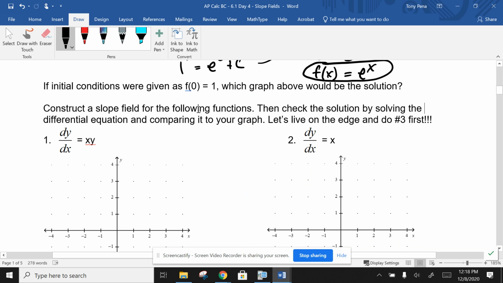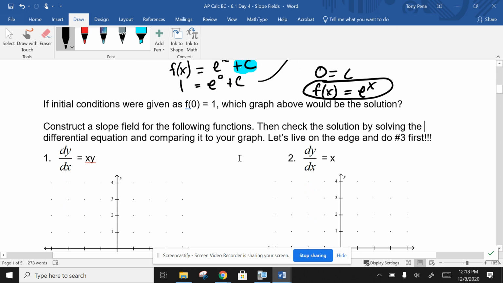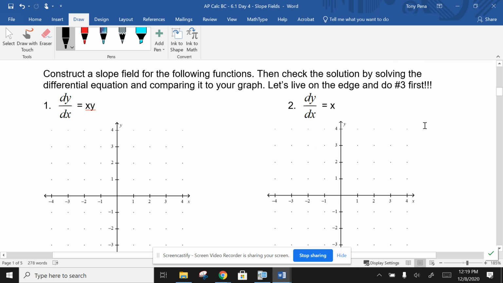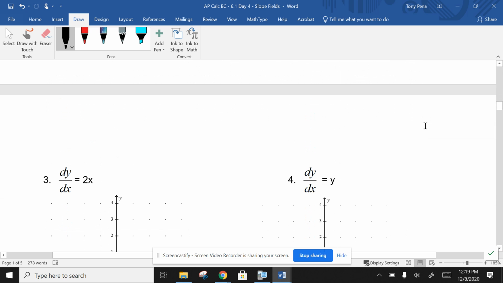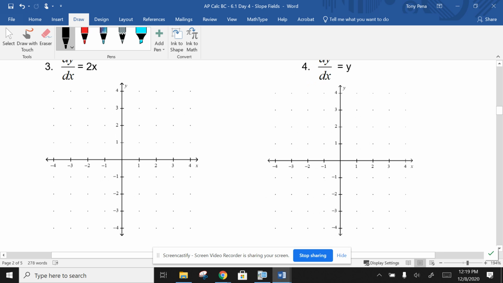It says construct a slope field for the following functions. So here are our derivatives. We're going to write the slope field for them. Then you're going to check your solution by solving the differential equation, just like what we did yesterday, and then compare it to your graph. We're going to get a little crazy and do number 3 first, because it's the simplest and easiest.